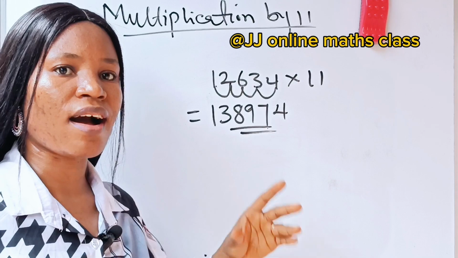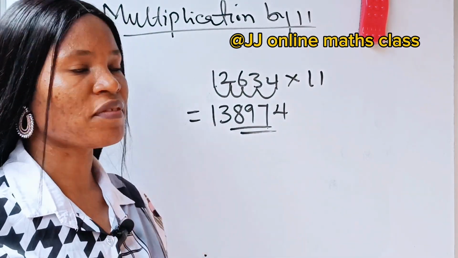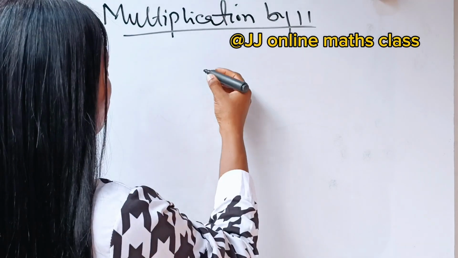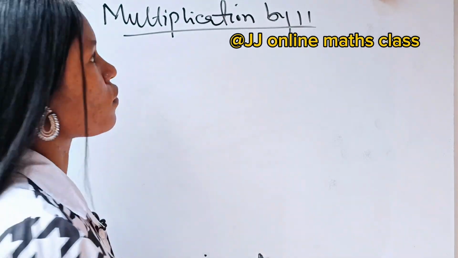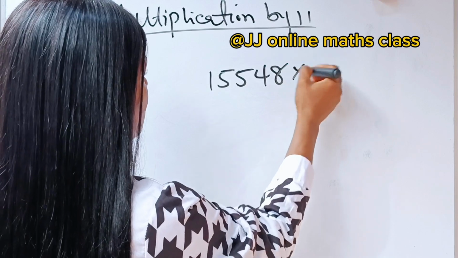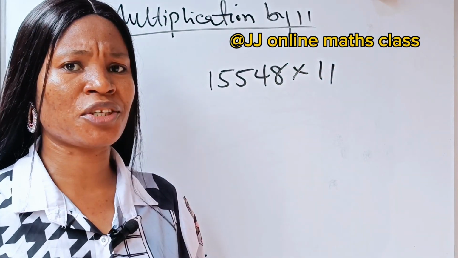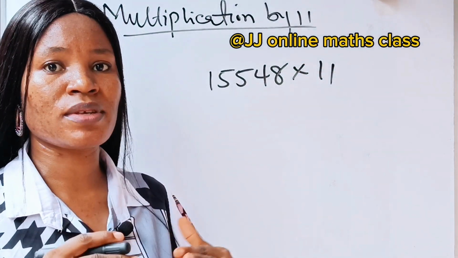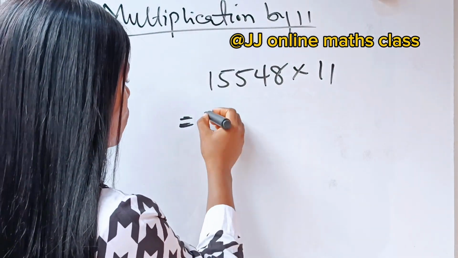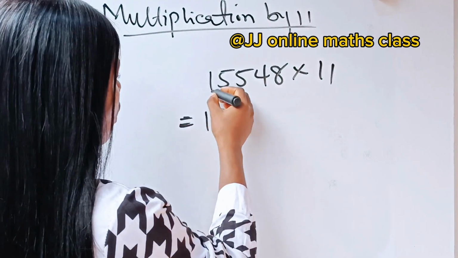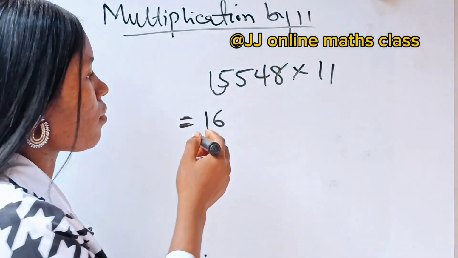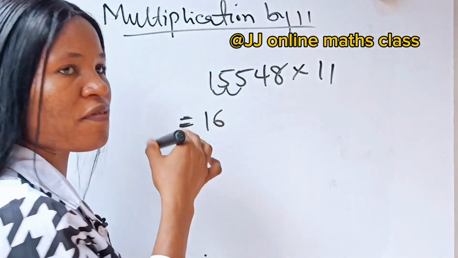Now, what if we have tens? If we have tens, when we add, for example, just like the one I solved, but before that, we have 15548 times 11. You need to pay attention here so that you don't make mistakes. Okay? So, similarly, the same way, we are going to write 1. Then we are going to add, right? 1 plus 5 is 6. We don't have any issue here. Now, 5 plus 5 is 10.